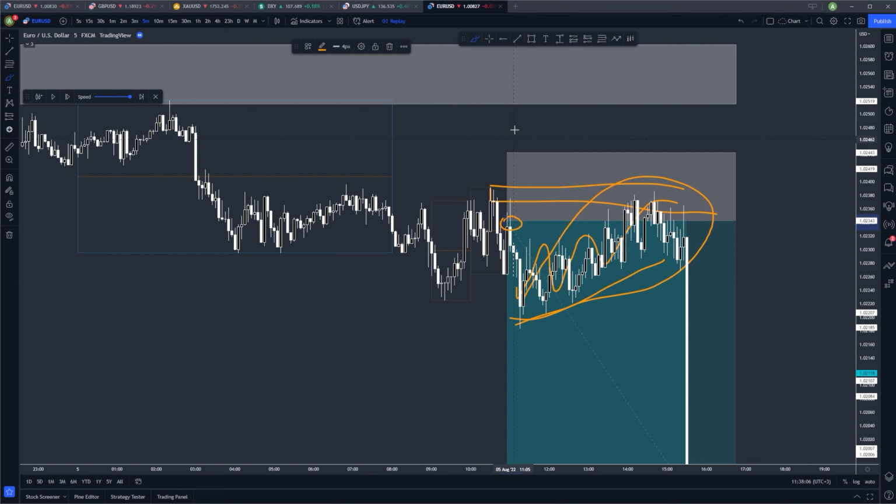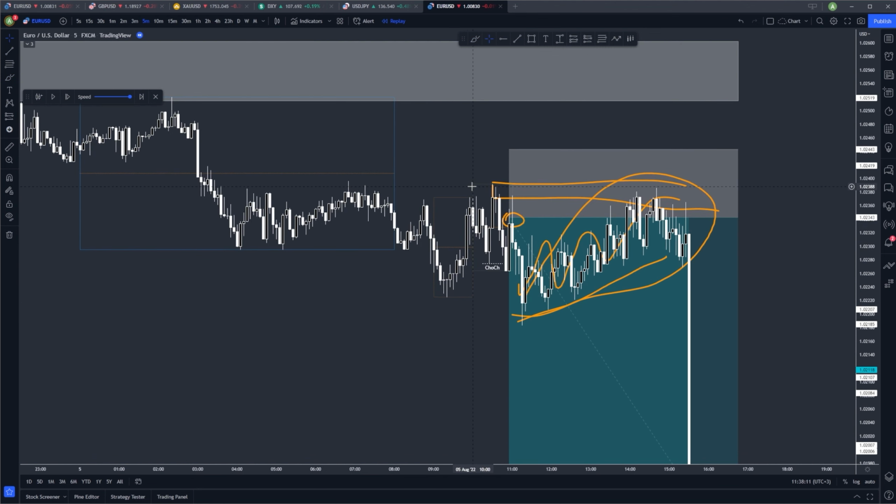Of course, our entry was there because we had the change of character down. London session opened, we have a drop, then price comes up to mitigate some of these wicks, and then makes a change of character, it retests, and that's my entry.